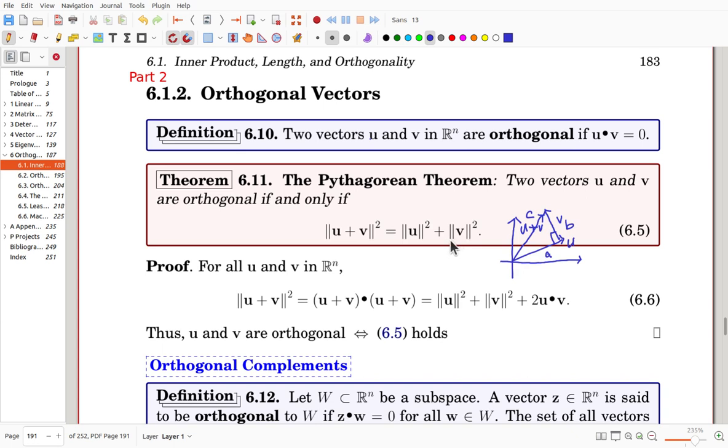And also, algebraically, we can prove that the norm of u plus v squared is the same as the dot product of u plus v with itself. If we expand, we have the norm of u squared, the norm of v squared, and 2 u dot v summation. Now, this is the same as this summation if and only if this term is 0. That means that u and v are orthogonal. So algebraically, we can prove this quite easily.